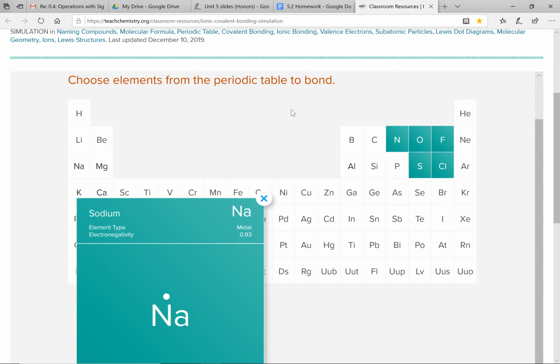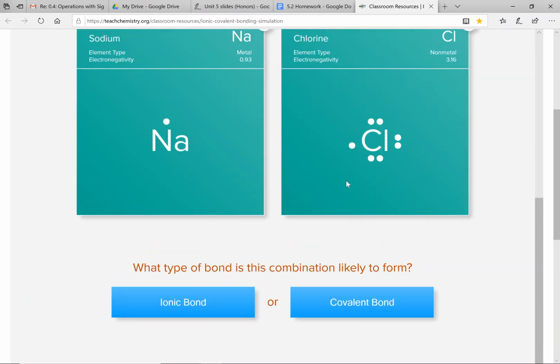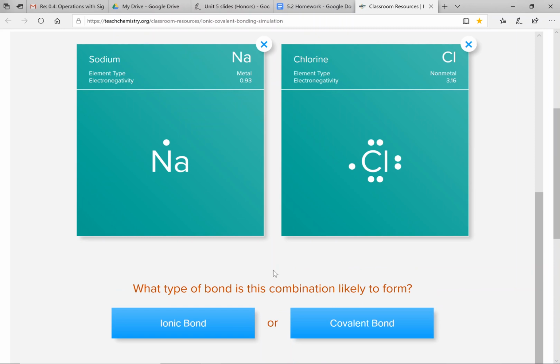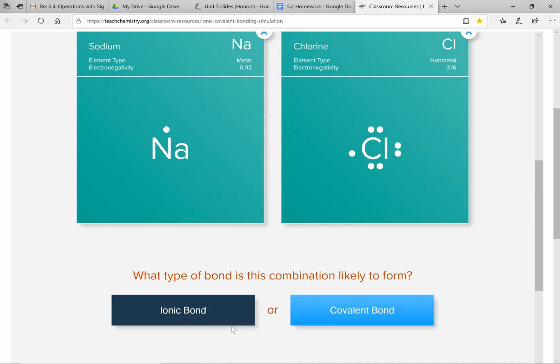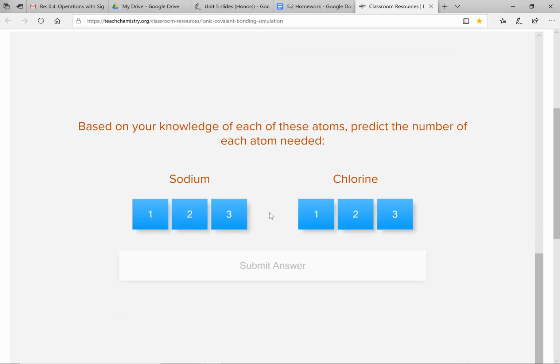A metal plus a non-metal. So sodium has 1 valence electron. Let's pick something else with 7 that's going to get -1. Okay, so it's going to ask you what type of bond this combination is likely to form. Please stick with ionic bonds. Okay, so pick something from the left side of the periodic table first. So it's going to be ionic bonds. Now, based on your knowledge of each of these, predict the number of atoms of each atom needed. And, right, this shouldn't say atom. We know better. We're combining ions, right? We're not combining atoms.